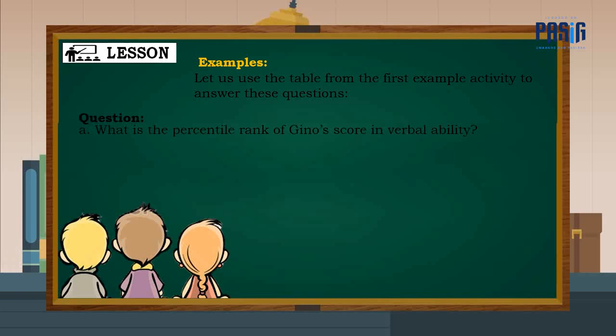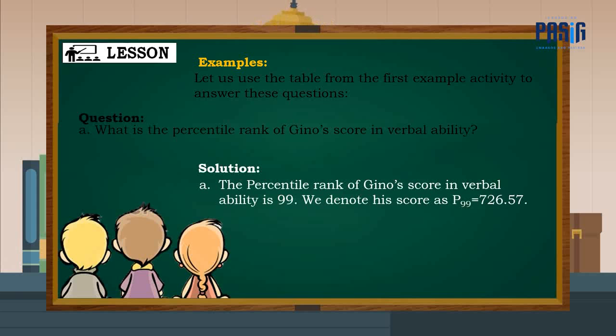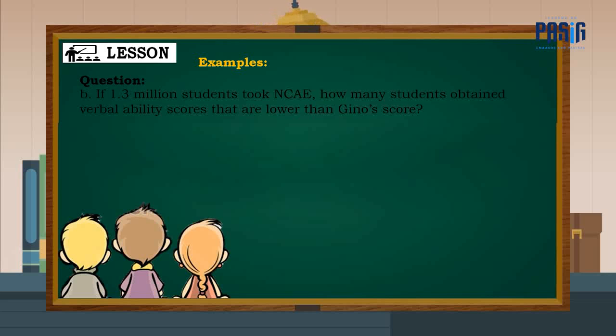A. What is the percentile rank of Gino's score in verbal ability? The percentile rank of Gino's score in verbal ability is 99. We denote his score as P sub 99 equals 726.57. B. If 1.3 million students took NCAE, how many students obtained verbal ability scores that are lower than Gino's score?